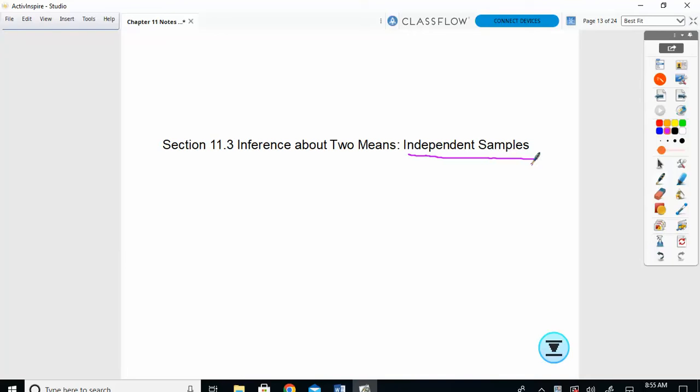And so it will be slightly different because we can't just find the difference. We're not guaranteed to have the same number of points in each. So we'll have to look at the two means as separate things.